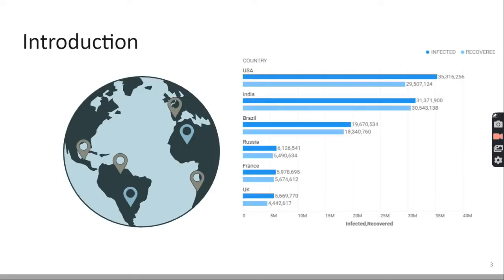The number of contaminations of COVID-19 in the world has widely and rapidly spread, and this histogram describes the number of infected and recovered people in the US, India, Brazil, Russia, France, and the UK. As you can see, there are more than 35 million infected people in the US, while there are less than 30 million recovered people.